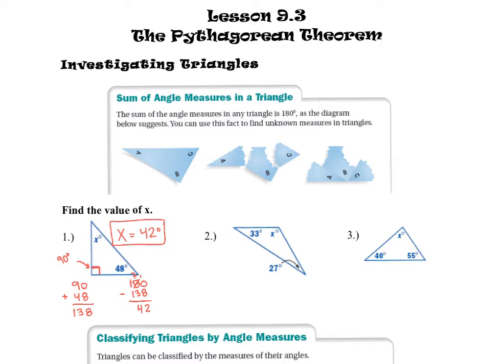And I could do that for any triangle. We'll do just one more. Number 2, we could do 33 plus 27. So when I add those, I get 60. And so then to figure out x, I would do 180 minus 60, which means that x would be 120 degrees.